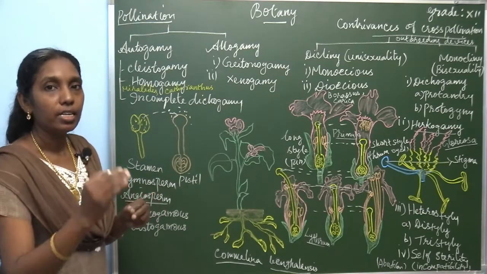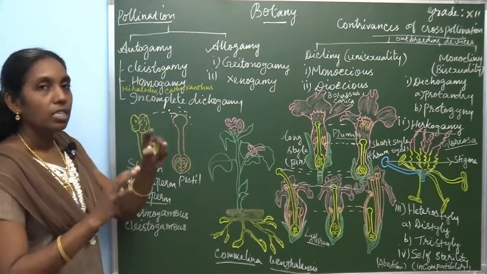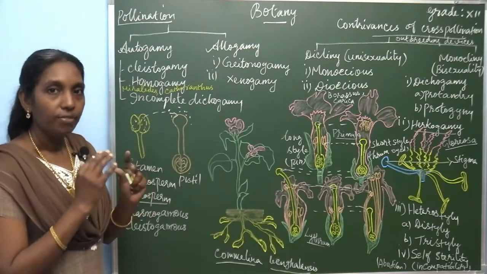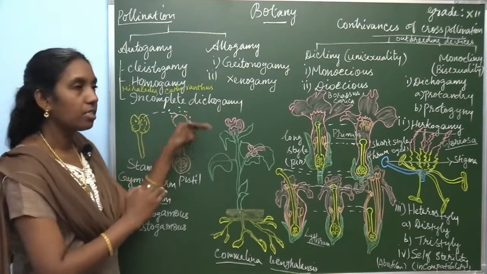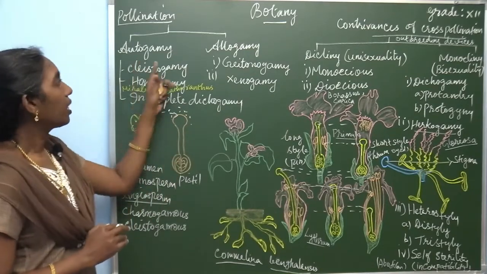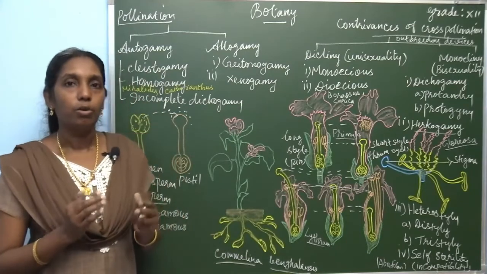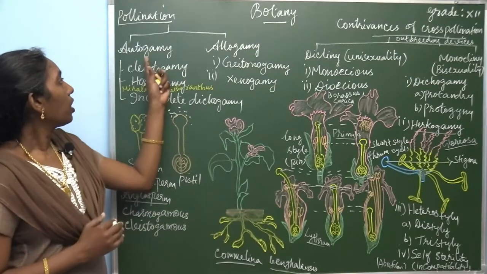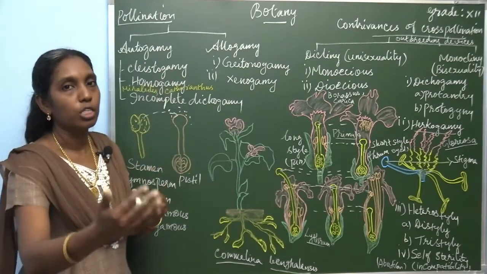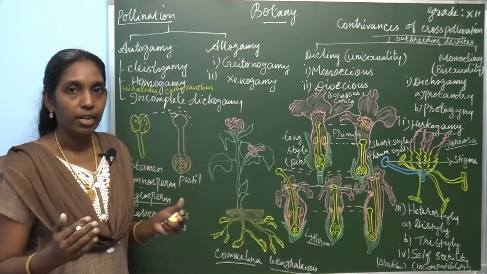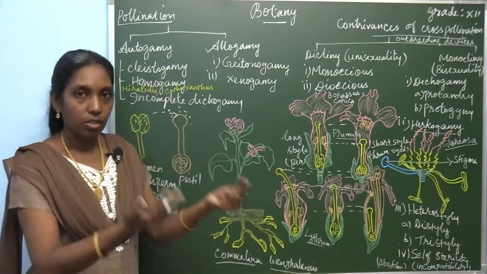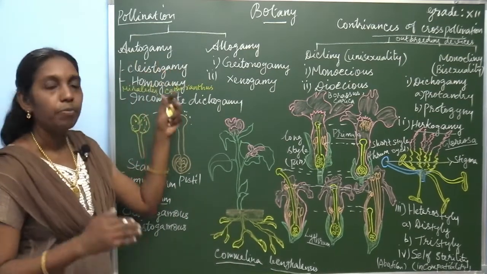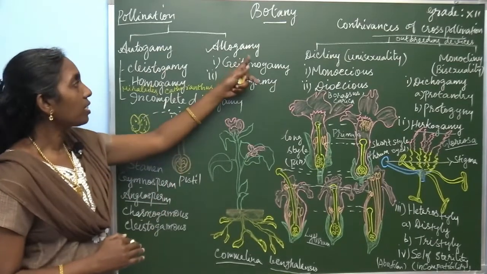Before learning clistogamous and chasmogamous, there are different types of pollination based on the flower on which the pollen grain reaches the stigma. Pollination is classified into two different types: autogamy and allogamy. Auto, as you know, is self-pollinated flowers. There are two different types, self-pollination and cross-pollination. Self-pollination flowers are known as autogamy, and cross-pollination flowers are known as allogamy.